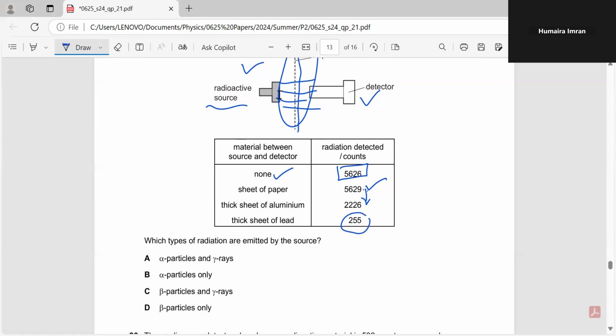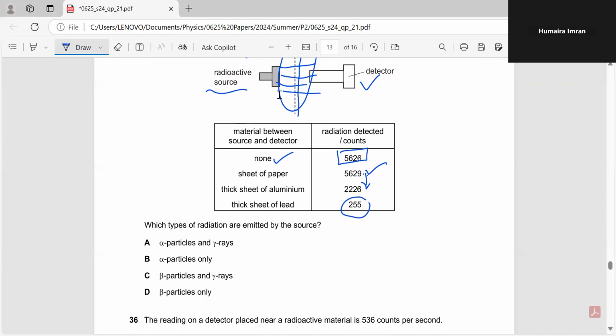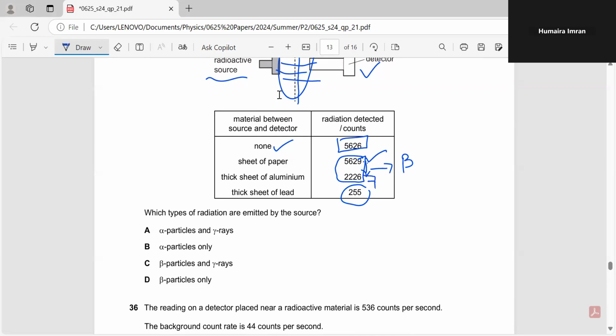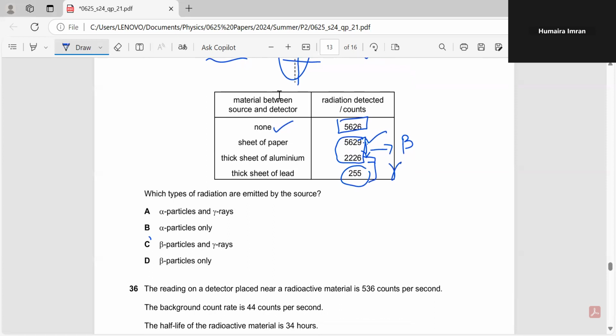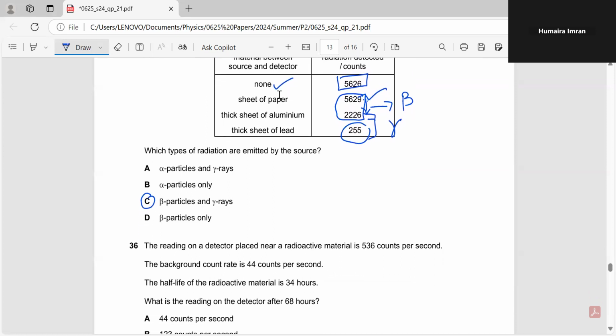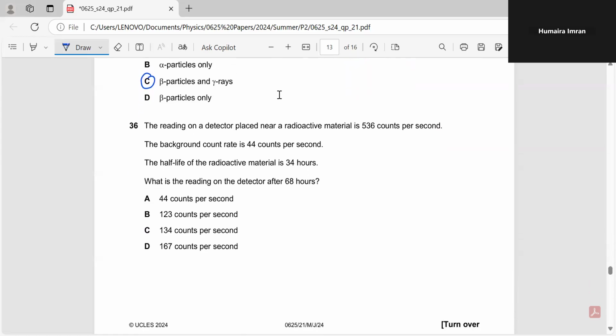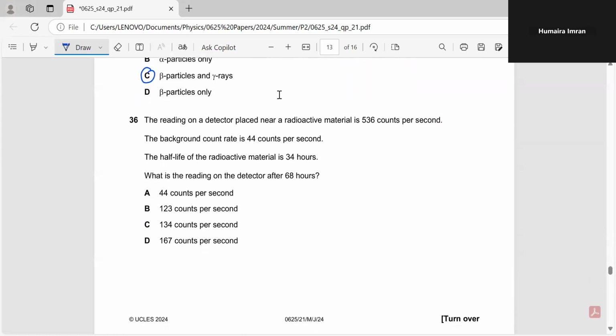From this observation, we can see which types of radiation are present. They are asking which types of radiation are emitted by the source. From these two values, you can judge that beta particles are present, and between these two readings, you can see that gamma radiation is also there. So option C is correct: beta particles and gamma rays are both present. Next question. The reading on a detector placed near a radioactive material is 536 counts per second.